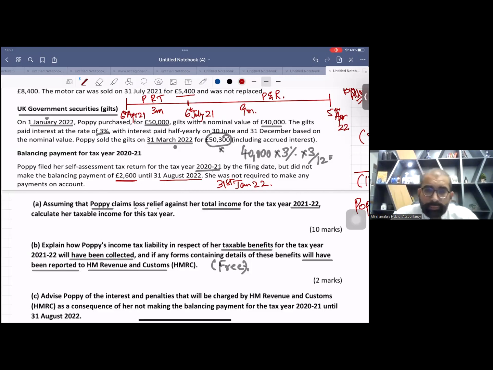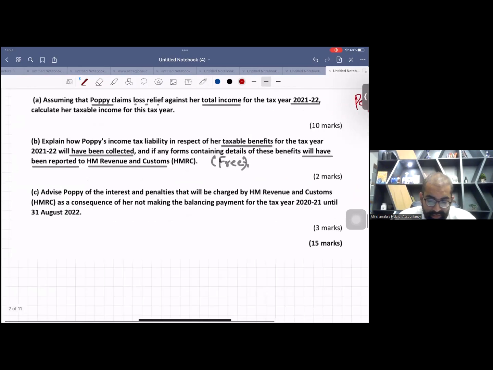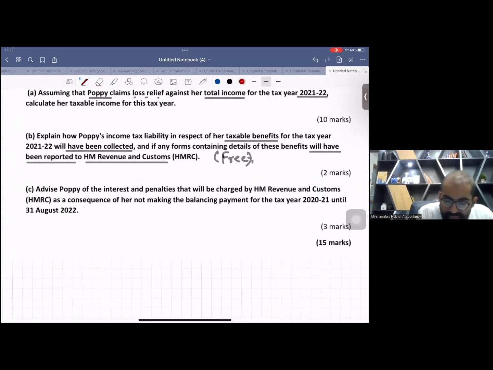Now, let's do the penalties and late payment interest. Again, it is easy. Again, we have done this in class. Okay, read the requirement. C. Advise Poppy of the interest and penalties that will be charged by HM Revenue and Customs as the consequence of her not making the balancing payment for the tax year 2021 until 31st August 2022. Okay. So yes, you have to pay late payment interest as well as penalties.